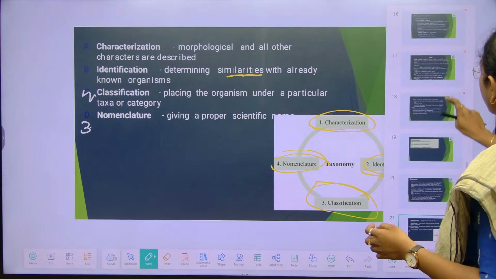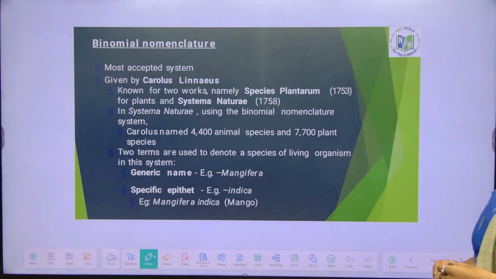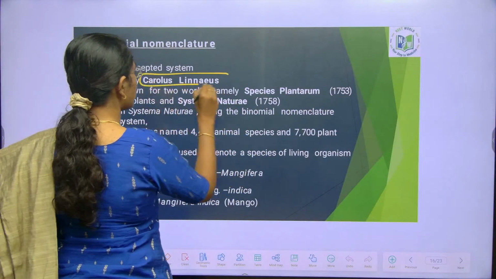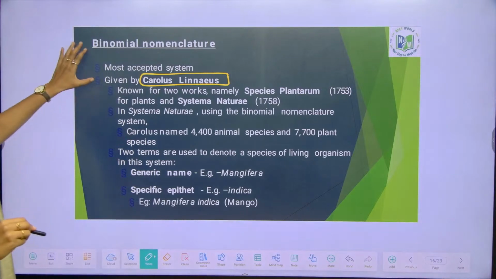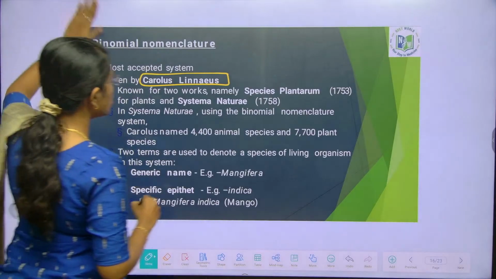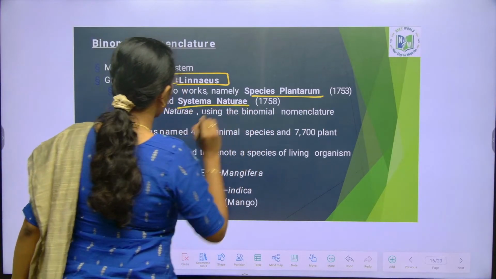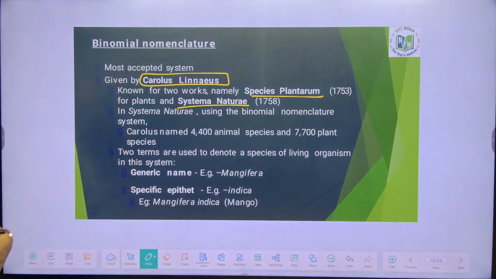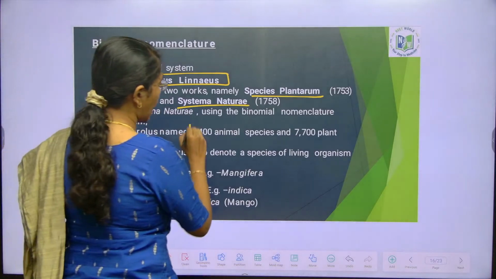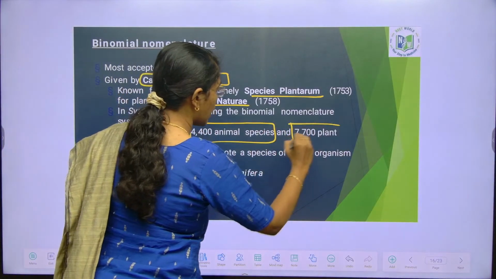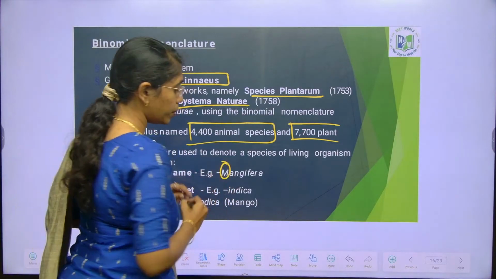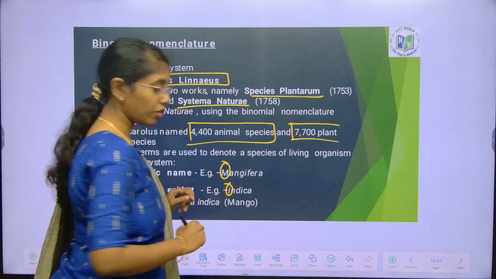About nomenclature, we have to learn in detail under binomial nomenclature, which was proposed by Carolus Linnaeus through his 2 known works: one book, Species Plantarum, and the second book, Systema Naturae. In Systema Naturae, using the binomial nomenclature system, Linnaeus named around 4,400 animal species and 7,700 plant species.